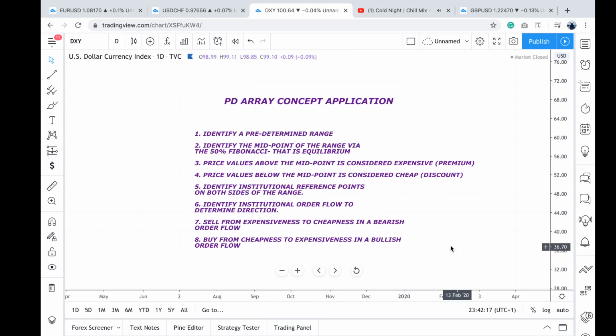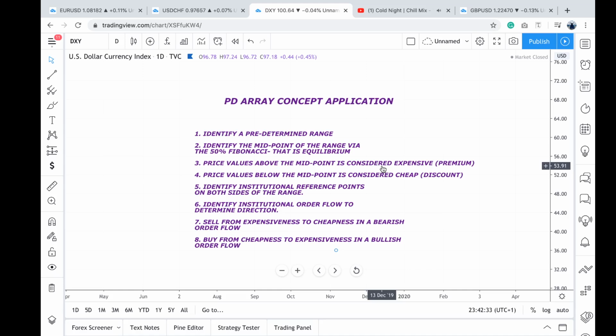Okay, so the next step you want to do is price values above the midpoint are considered expensive. That is where you want to sell, or should you be a buyer from a lower level on the range, that is where you go to look for a take profit level.